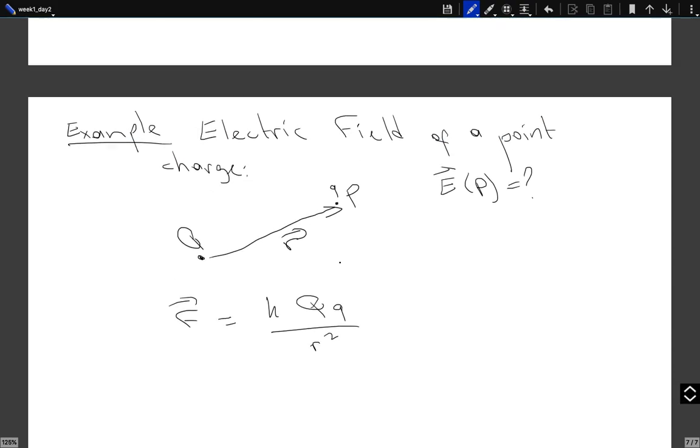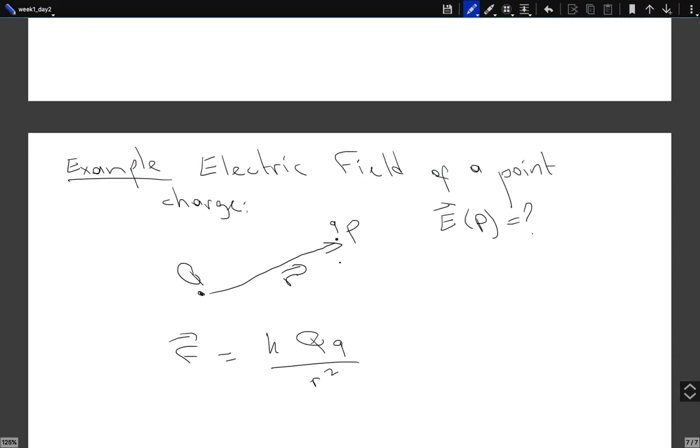Now in this example, the charge creating the force is Q. The charge feeling the force is small q. And the vector connecting large Q to small q is just this vector. So I have to write the unit vector in that direction. So whatever the signs of these charges, this expression will always hold. Whether they are opposite charges or same charges, this expression will always be correct.